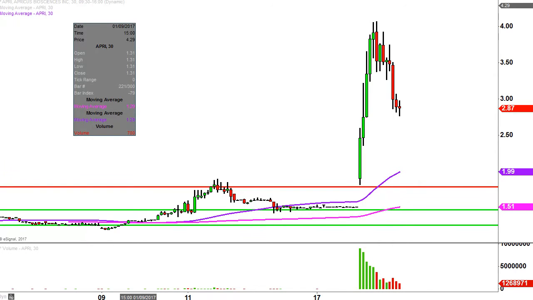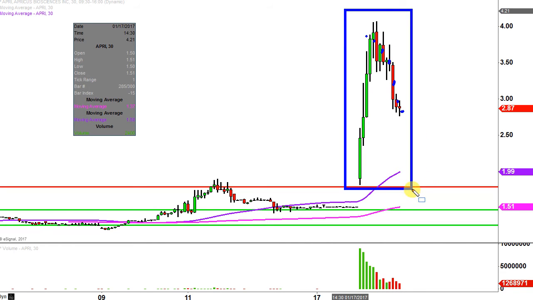Real quick, what do I mean by 30-minute in case maybe you're new to charts? Instead of each one of these candlesticks representing one day's worth of price action, which is what you would normally see, each one represents 30 minutes. So while this may look like several days worth of time, it's actually just today's price action broken down into 30-minute time slices.